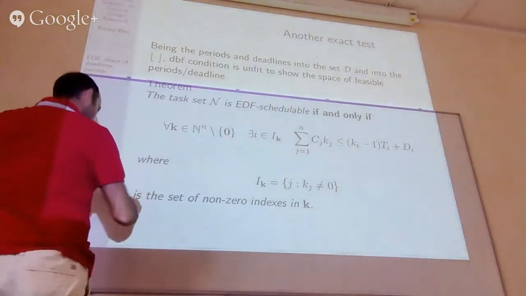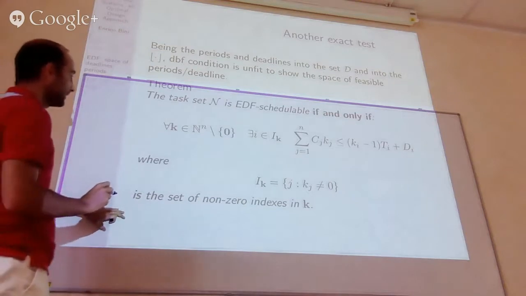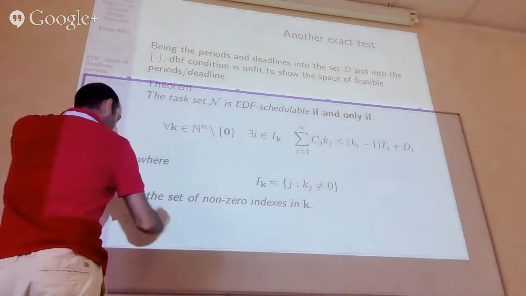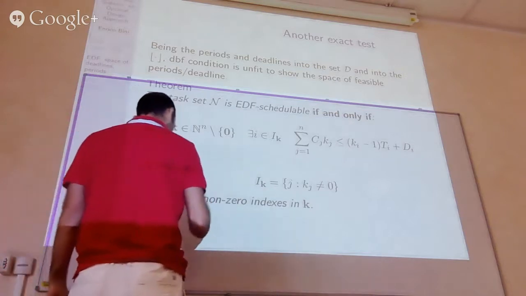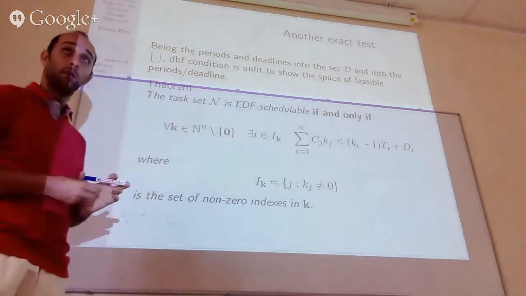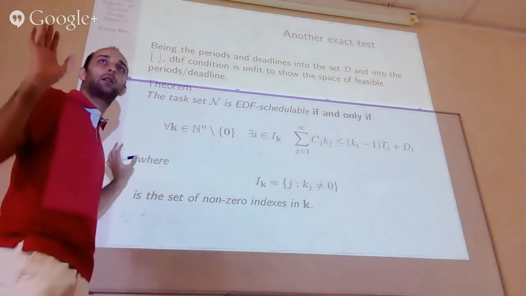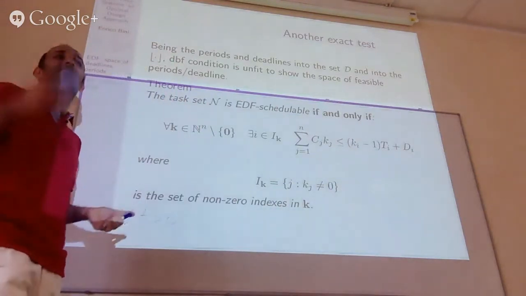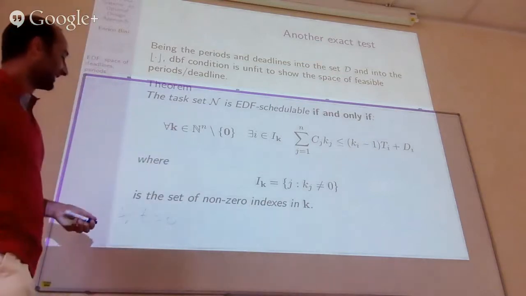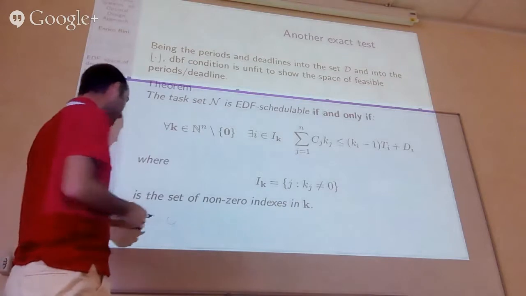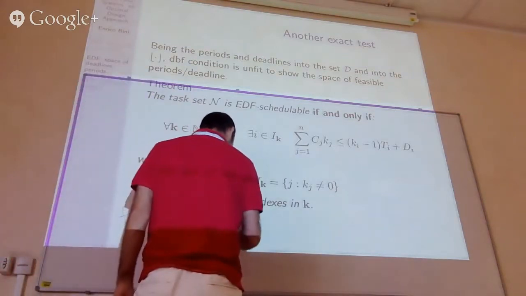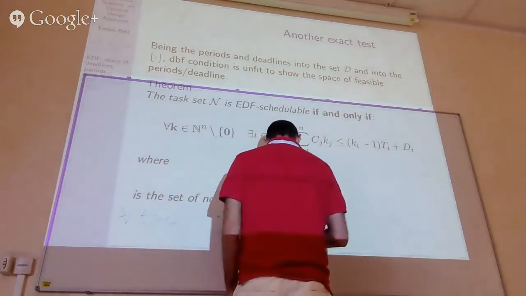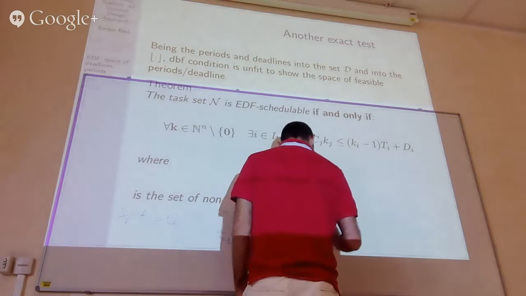So now I'm proving just that the DBF implies this. And then the other direction, you do yourself or look up the reference. So how does it work? If the DBF condition holds for all t greater than zero. Isn't it obvious that the DBF implies this? For me, it's obvious. If it's not, then you ask Abby why. So for all t greater than zero, what do we know? We know that the DBF is true, the max between zero and floor of t plus T_i minus D_i over T_i.